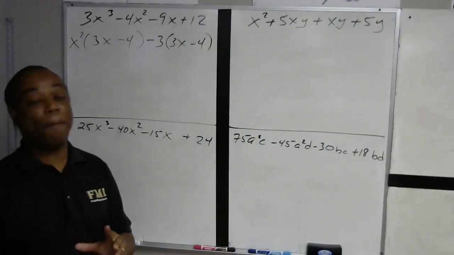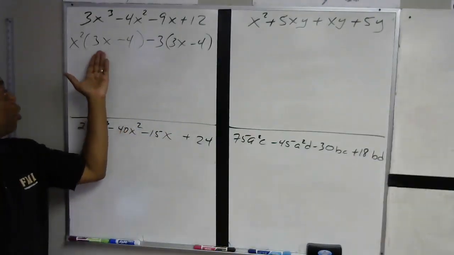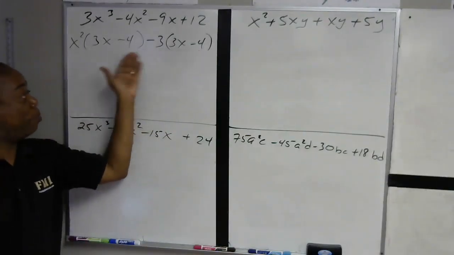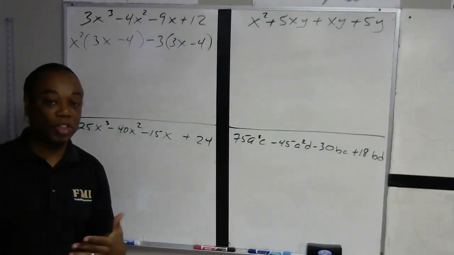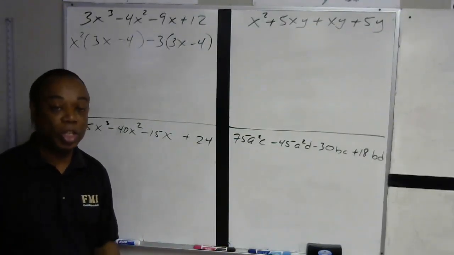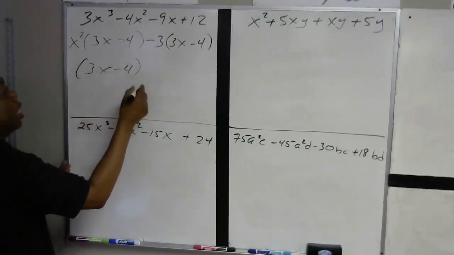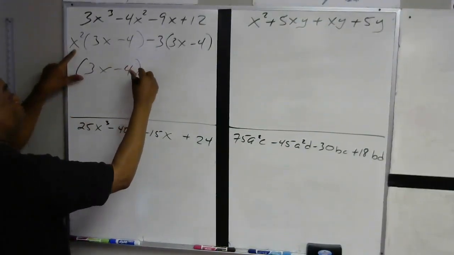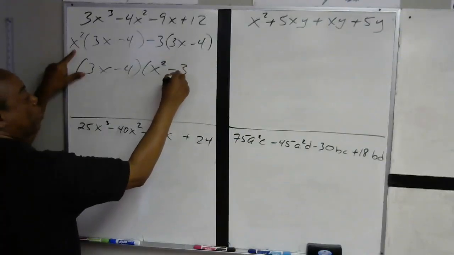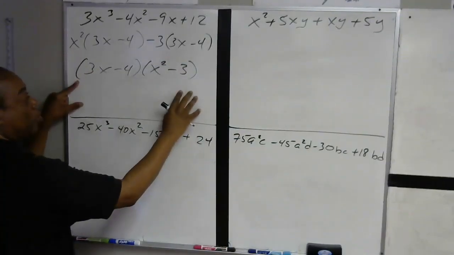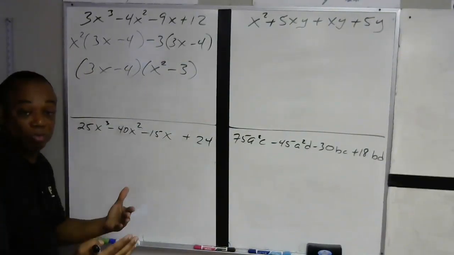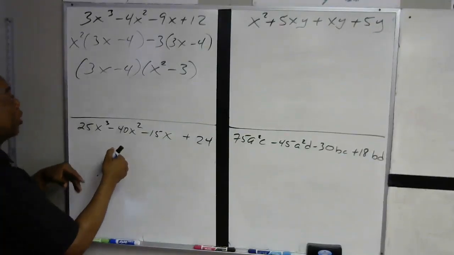Okay. Now, 3x minus 4 is in both terms. That means that's a GCF that I can take out. So let's take out the 3x minus 4, and that leaves behind the binomial x squared minus 3. Okay, and that's done.